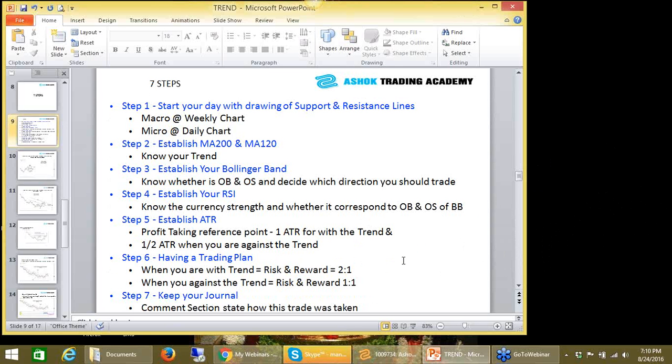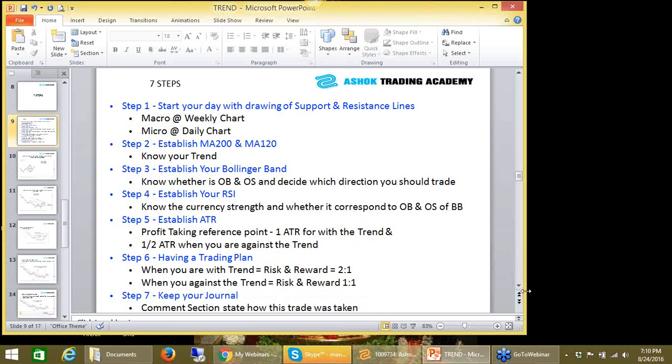This means we are going to take a risk of 1 ATR. If the price goes against us, we get a loss of 1 ATR. That's the meaning of 2:1. When you are trading against the trend, we are taking the risk reward as 1:1. Because if against the trend you are taking TP at 1 ATR, and the price goes against us, we cut loss at our stop loss of 1 ATR. That's the meaning of risk reward 1:1.